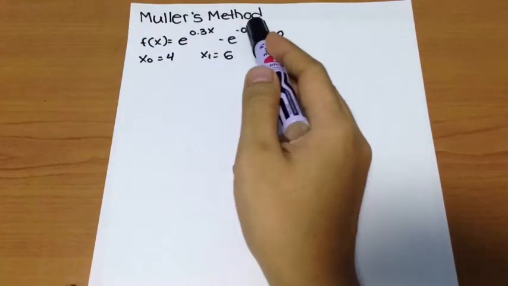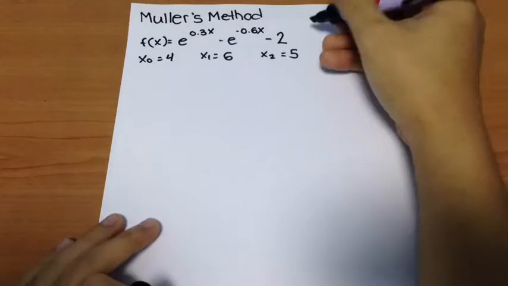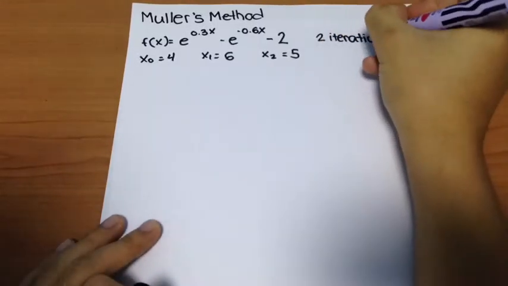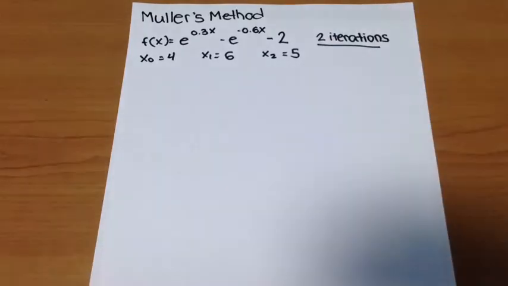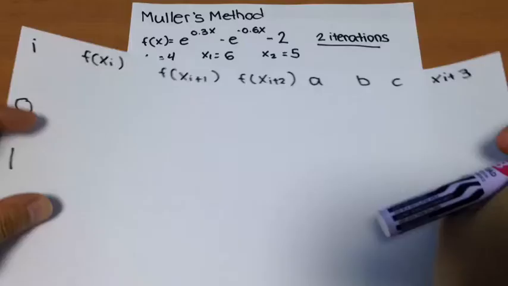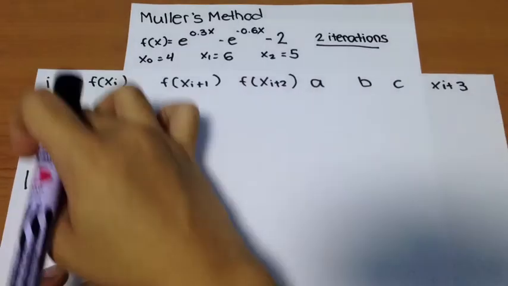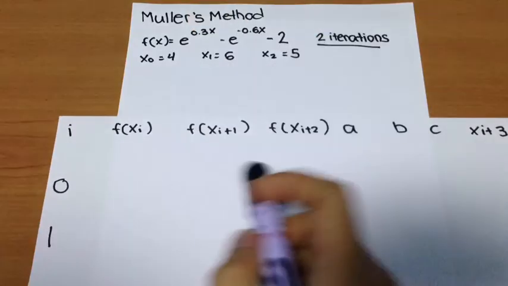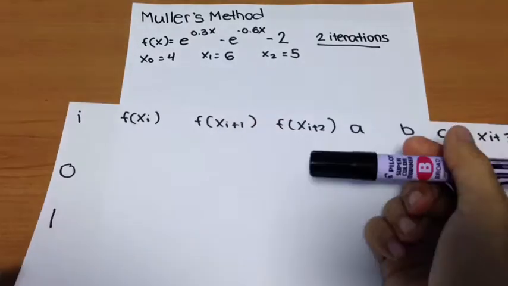Muller's method here, and we are given a function f(x) equals e raised to 0.3x minus e raised to negative 0.6x minus 2, and we are asked to conduct two iterations. We are given x0 = 4, x1 = 6, x2 = 5, and we have our table here, and we are going to fill that up for the functions later. So let's get started.